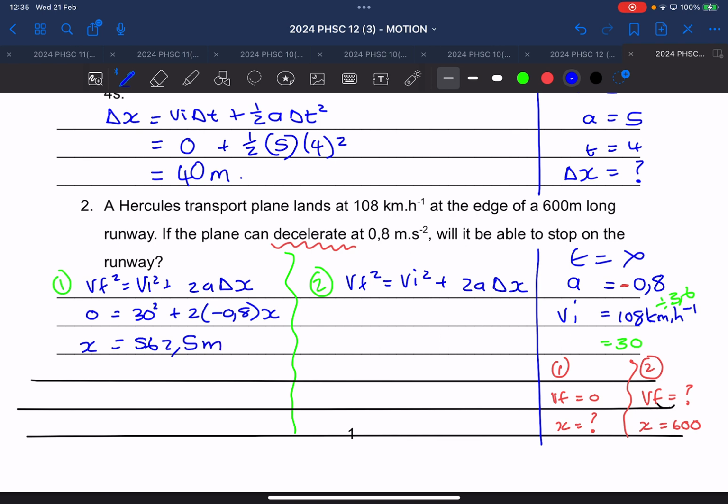So the question is not to calculate the distance it will take to stop. The question is, will it be able to stop on the runway? So we must answer yes or no. That is smaller than 600, so yes, it will be able to stop in time.